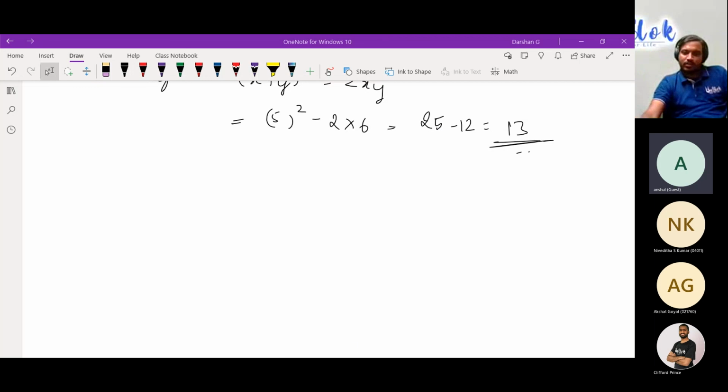And tomorrow's chapters we'll be covering are simultaneous linear equations, and exponents, or you can also call them indices, and logarithms. Okay then, we'll meet in the next class, that is tomorrow.